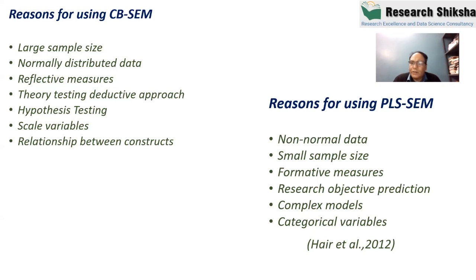AMOS is running covariance based SEM, where all the calculation is on the matrix. So we start with the covariance matrix. After making the model, we again calculate the covariance between the variables. Then we take the difference between the actual and the estimated, and we try to minimize the difference. So this is called the covariance based SEM method. In covariance based SEM, you need multivariate normality and large data. The approach is to test the theory, and hypothesis testing is there. The variables are scale variables, and we want to examine the relationship between the constructs.